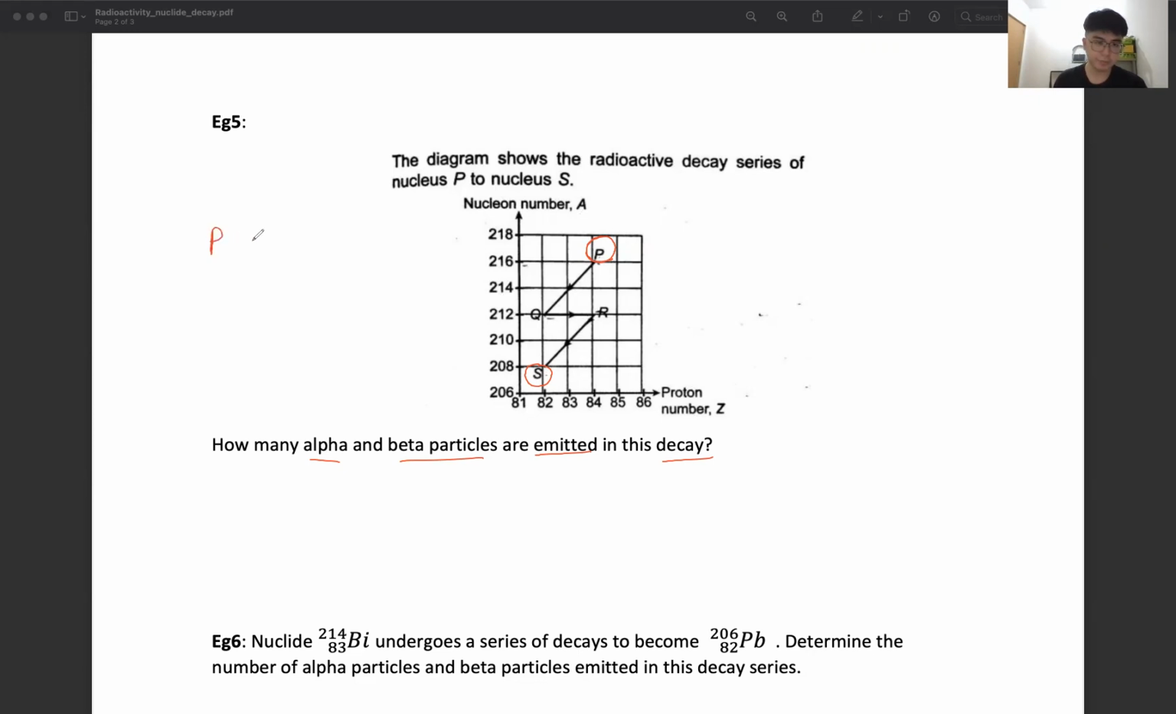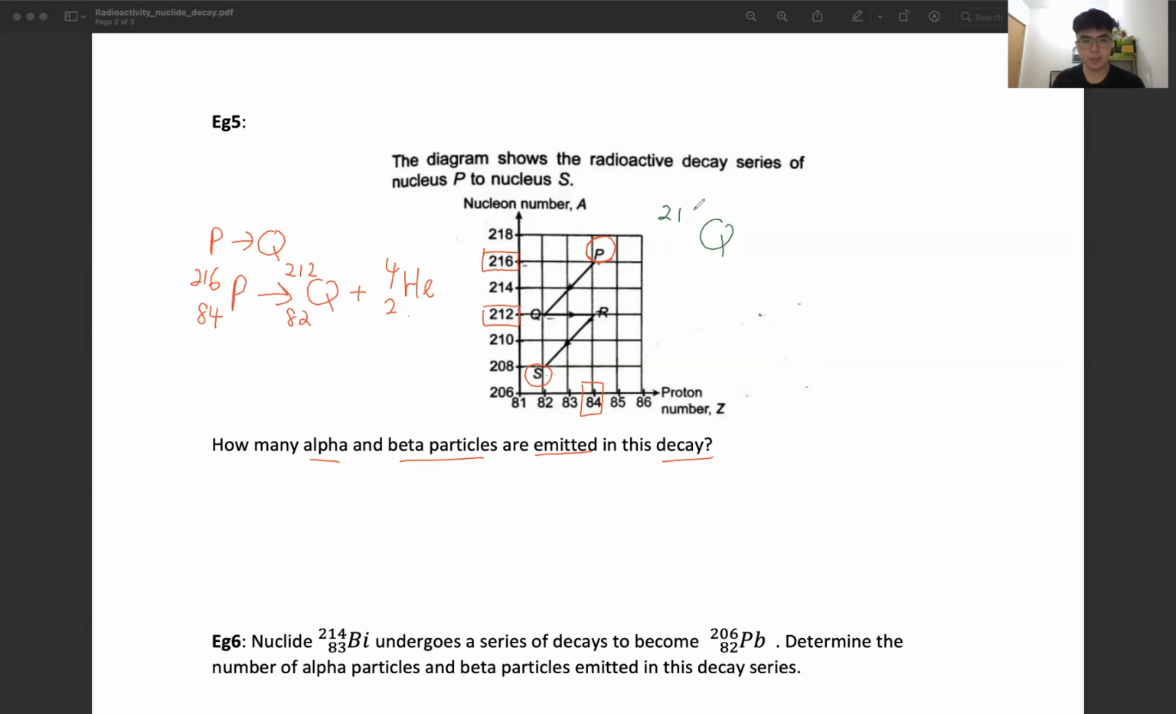From P to Q, how many alpha or beta are emitted? You see the nucleon number. P has a nucleon number 216, and proton number is 84. It goes to Q with a nucleon number of 212 and a proton number of 82. What decay is this, from P to Q? 216 becomes 212, that's minus 4. 84 to 82, that's minus 2. So that is 1 alpha, 4, 2. Okay, 1 alpha.